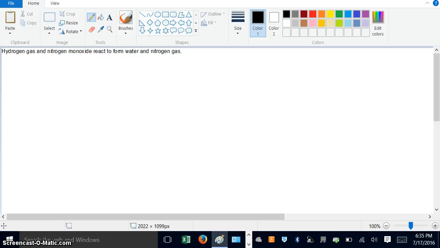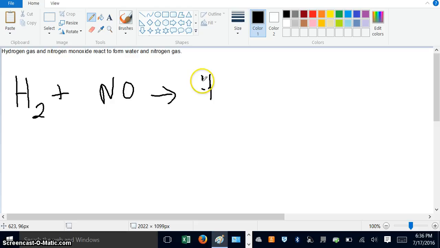All right, so this is the next to the last one, hydrogen gas. Of course, that's just going to be H2, and nitrogen monoxide. Notice another covalent bond. Okay, so nitrogen monoxide would just be NO. React to form water. So I'm just going to form H2O. And nitrogen gas, which is just N2. Alright, so there's the second to the last one. We're almost done.